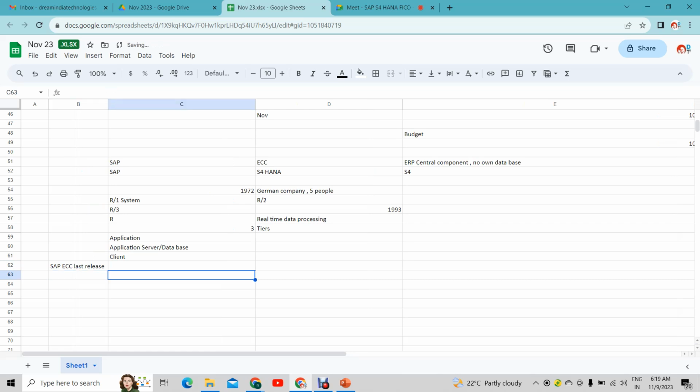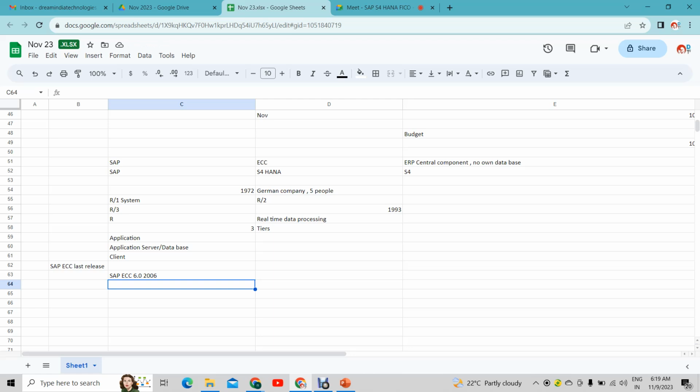2005. Okay. Any other answers? Okay. So SAP ECC 6.0, this release happened in 2006. When SAP introduced SAP ECC 6.0 in 2006, it was introduced.